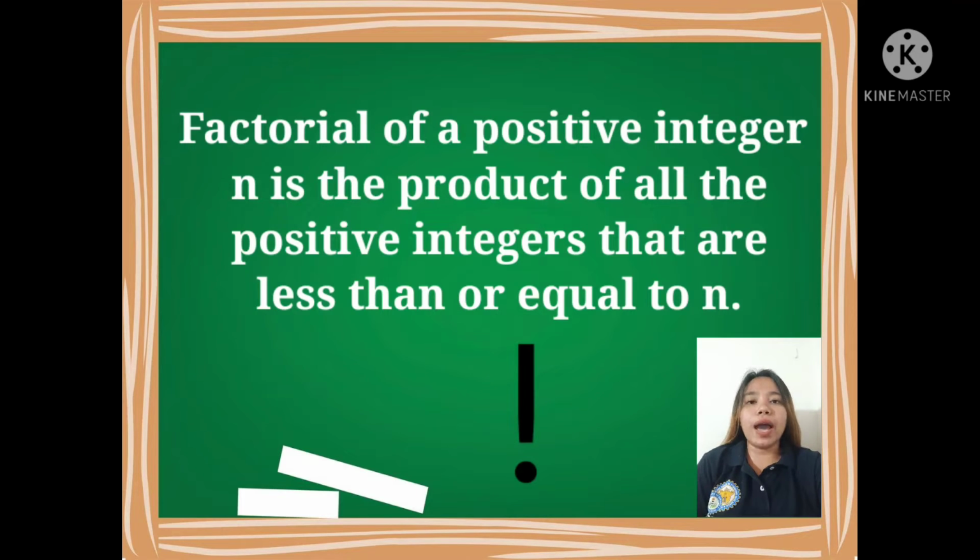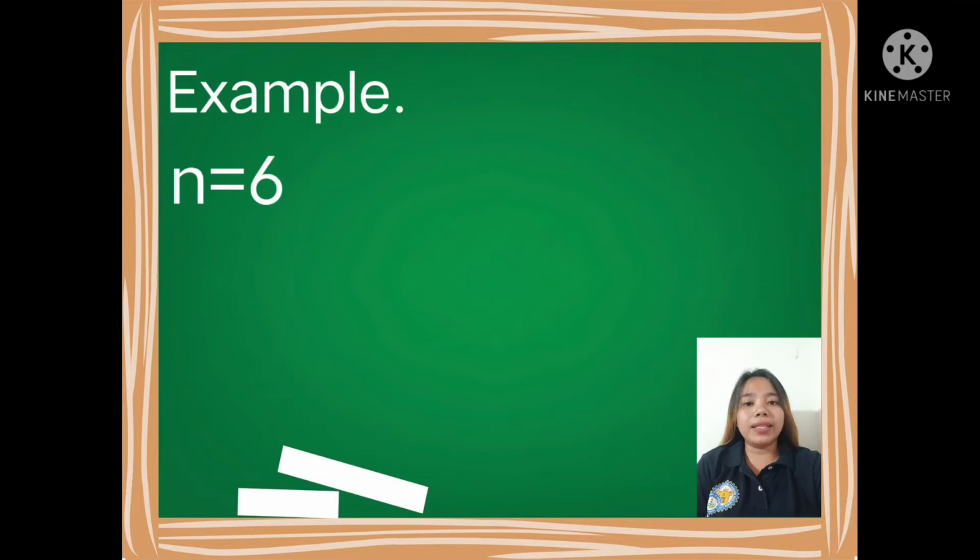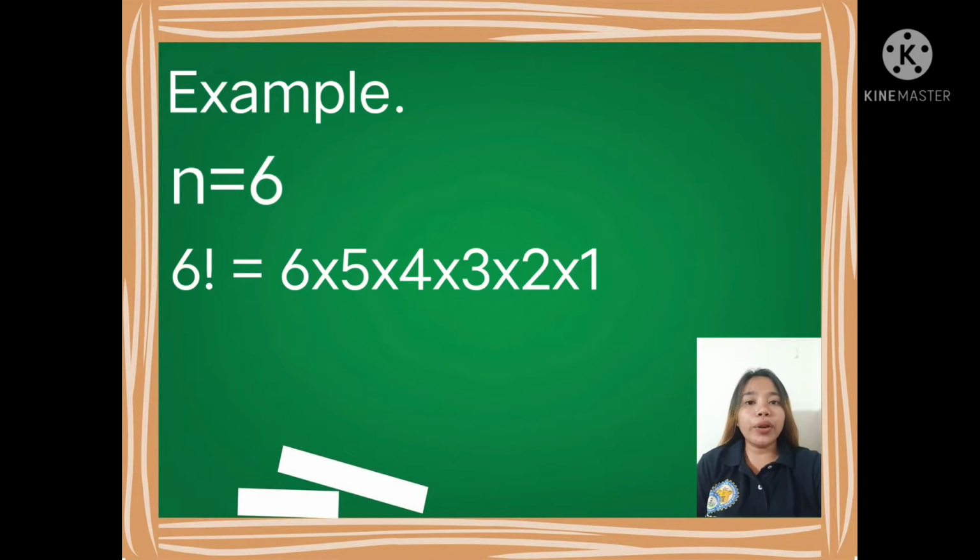In order for you to understand it well, let's have an example. Suppose n is equal to 6. n factorial, or 6 factorial, is equal to 6 times 5 times 4 times 3 times 2 times 1, which is equal to 720, since 6 times 5 is 30, times 4 is 120, times 3 is 360, times 2 is 720, times 1 is 720. Now that you know what factorial is, let's go back to Wilson's theorem.